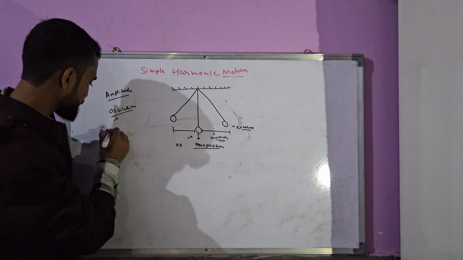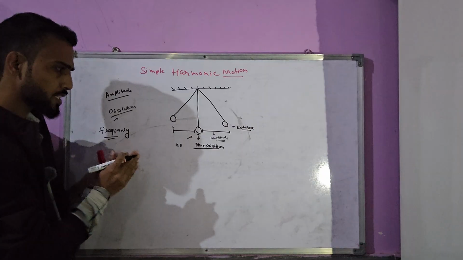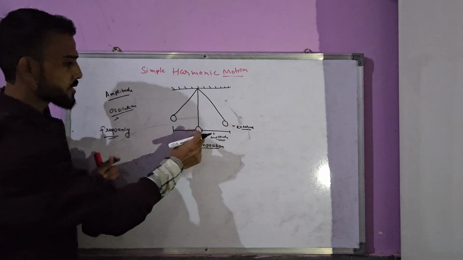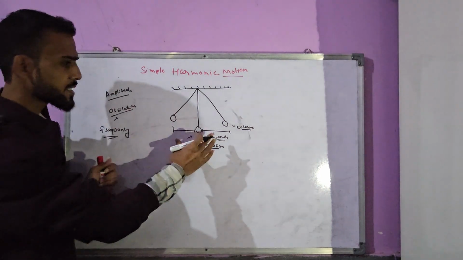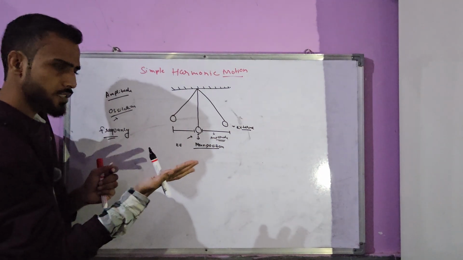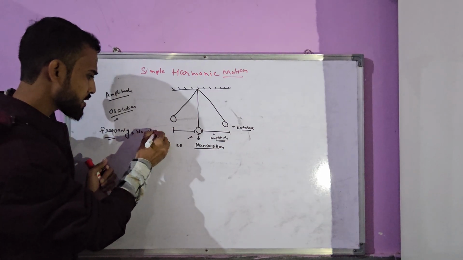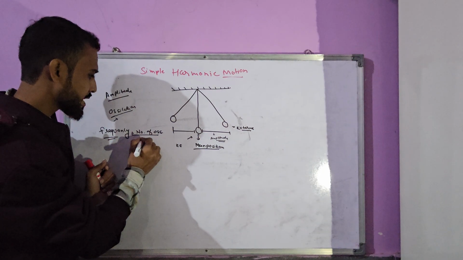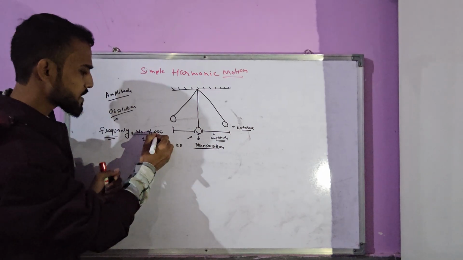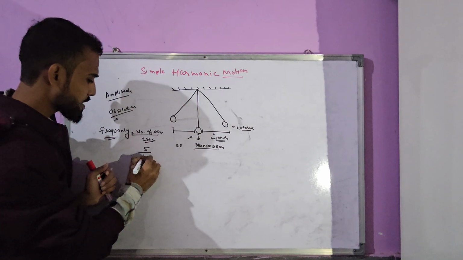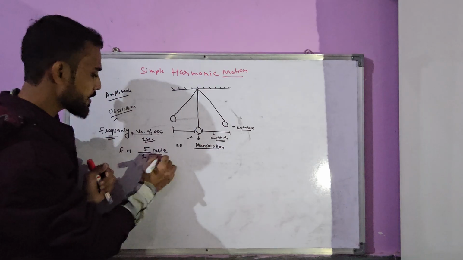Now what is frequency? Frequency is nothing but the number of oscillations per second. Suppose this bob did this 5 times in a second. So how many oscillations did this bob complete in 1 second? 5 oscillations. So frequency is nothing but the number of oscillations per unit time, in 1 second. Suppose 5 oscillations are completed in 1 second, so the frequency is 5 hertz.